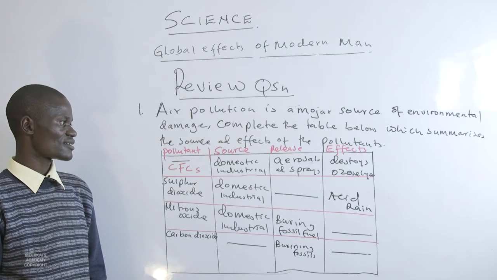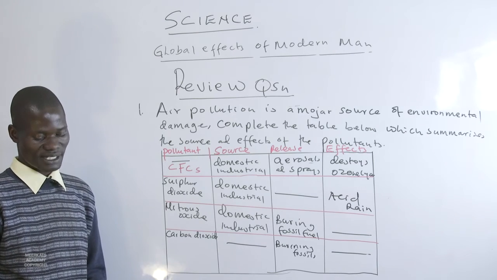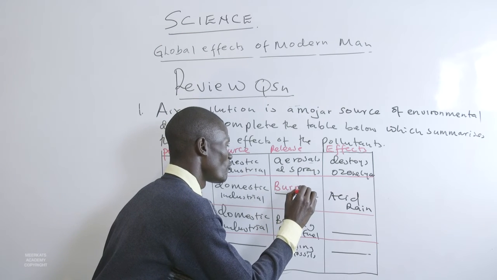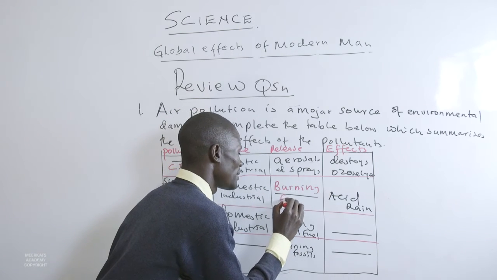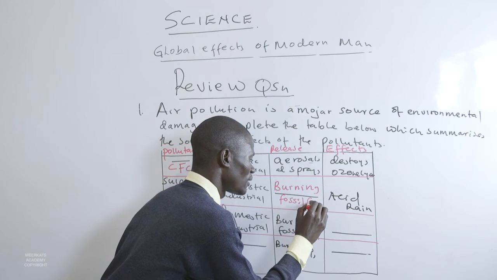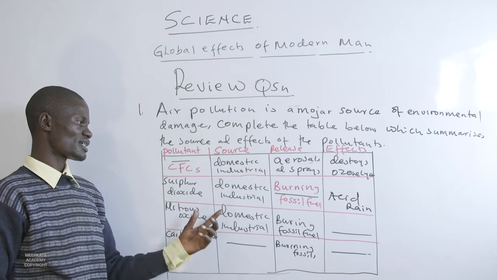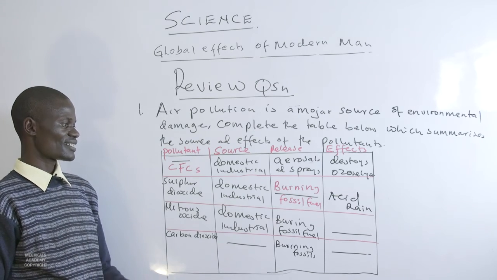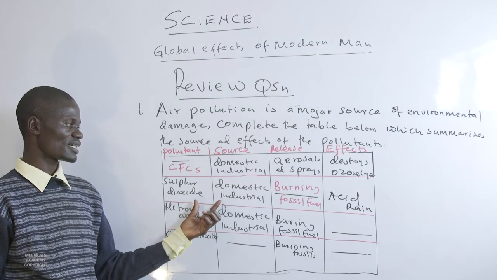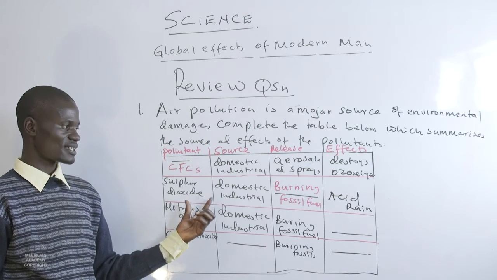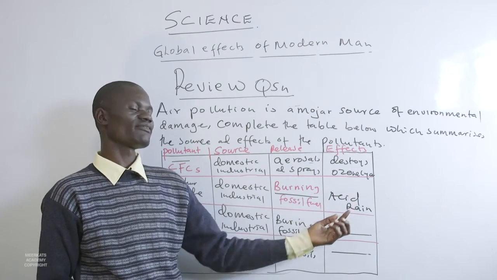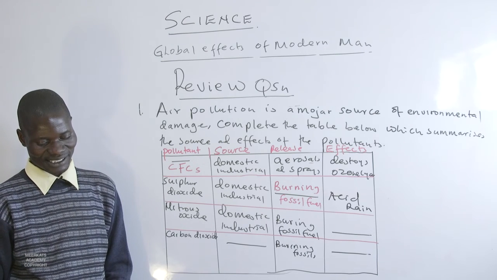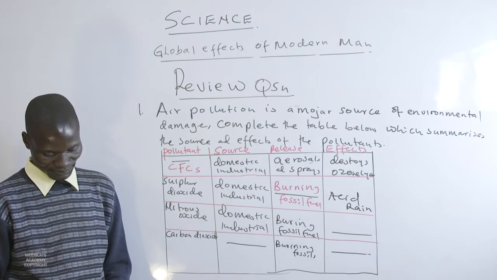How is it released in the environment? It is released in the environment by burning fossil fuel, especially the fuel from the vehicles. And as a result of that, because sulfur dioxide is a little bit acidic, it couples in the atmosphere and forms what we call acid rain.